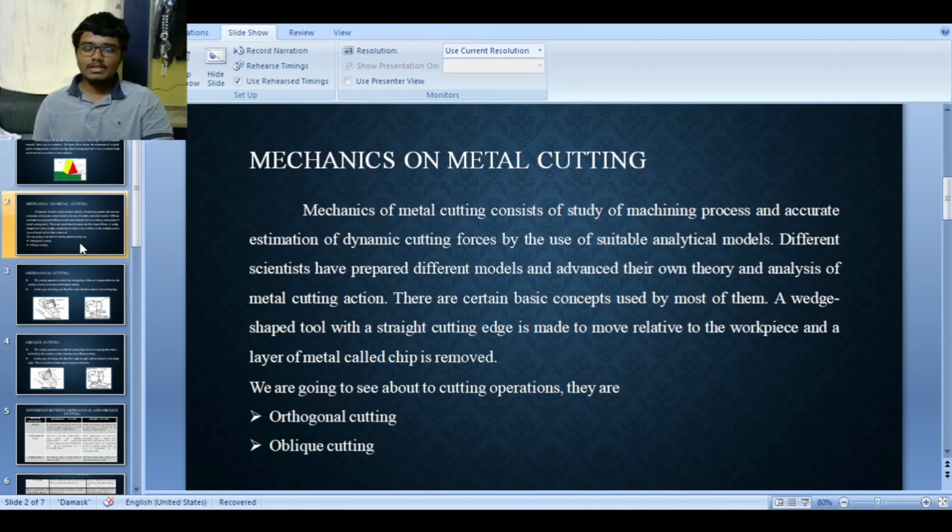The basic concept is that a wedge-shaped tool with a straight cutting edge is made to move relative to the workpiece and a layer of metal called chip is removed. In this presentation, we are going to see orthogonal cutting and oblique cutting.